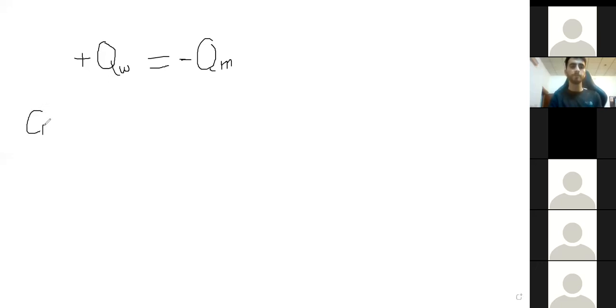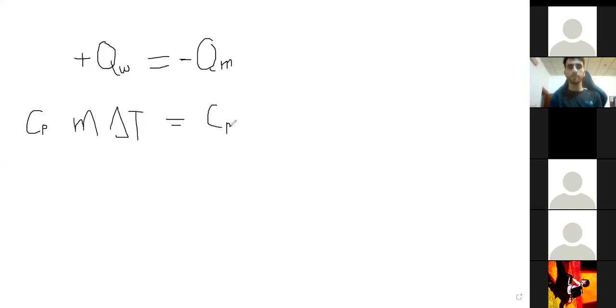Cp on this side, m delta T, equals Cp on that side, m delta T. Both are the same equation, except that we have a negative here. For one of them, you always have a negative. And then you can write down the subscripts. This is W here, another W here, and then another W here. And for this one, you have the specific heat for the material, the mass for the material, and the temperature change for the material.